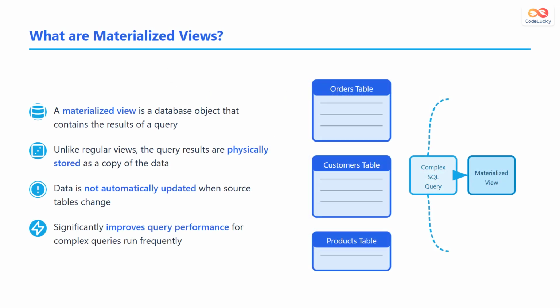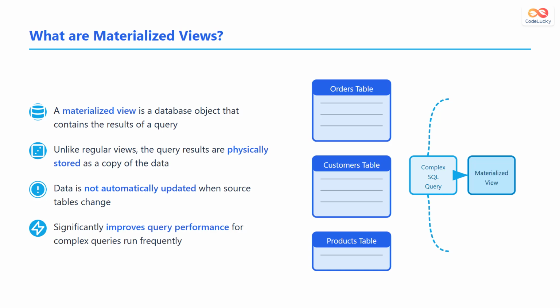So, what exactly are materialized views? A materialized view is a database object that contains the results of a query. Unlike regular views, the results are physically stored as a copy of the data. This copy of data is not automatically updated when the source tables change. This is a key difference that we'll explore further. However, they significantly improve query performance for complex queries that are run frequently.